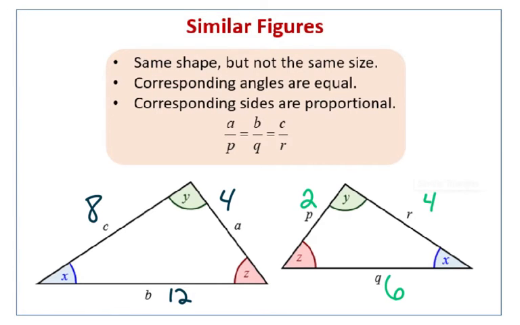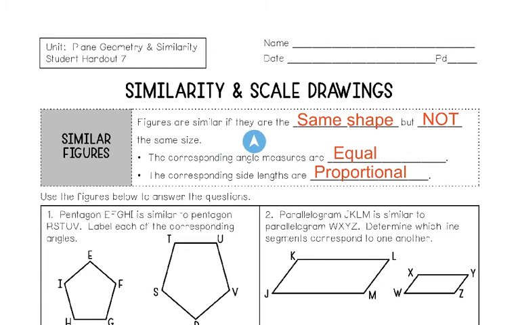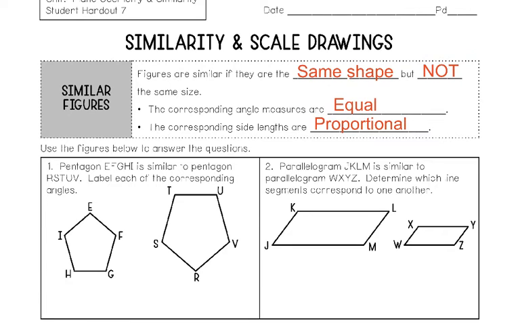So let's get some definitions for this. Figures are similar if they have the same shape but not the same size. The corresponding angle measures have to be equal or congruent, and the corresponding side lengths are not equal, but they are proportional. Let's apply that information to number 1 here.